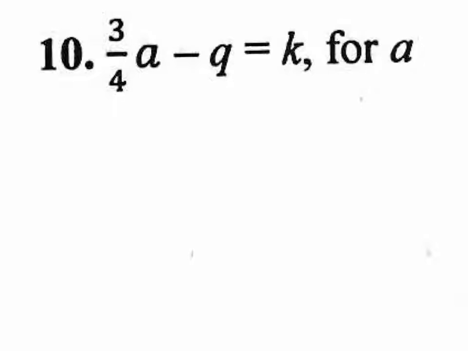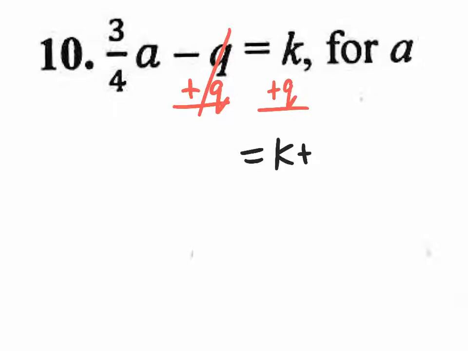Number 10, solve for A. I want to get A by itself. What do I do first? A is over here. So we need to get rid of the minus Q. So how do I get rid of a minus Q? Plus Q. Well, you do to one side, you do to the other side. So what do I have left? On the right side, I have K plus Q. And on the left side, so 3/4 A is on the left side and K plus Q is on the right side.